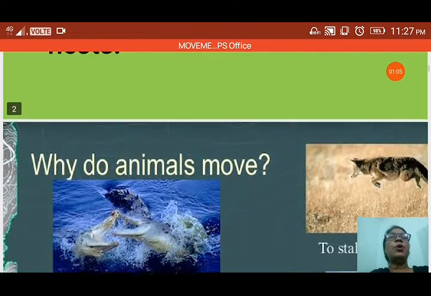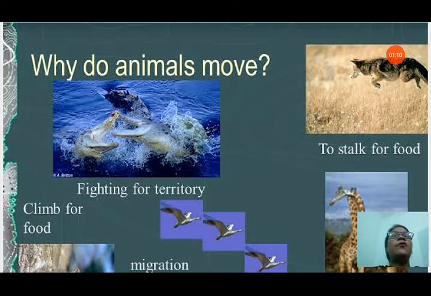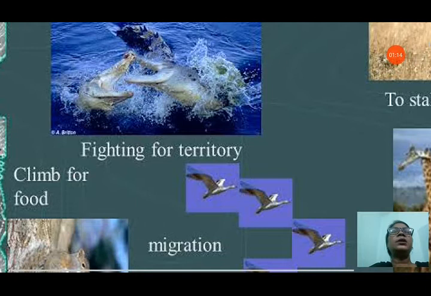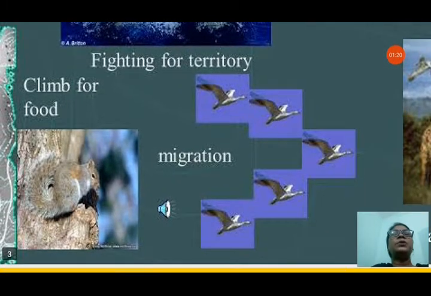Now next we will see why animals move. You can see some points given here. Fighting for territory: that means they fight for their area, and when others come into it, they start fighting. Climb for food: that means they can go anywhere for getting food.